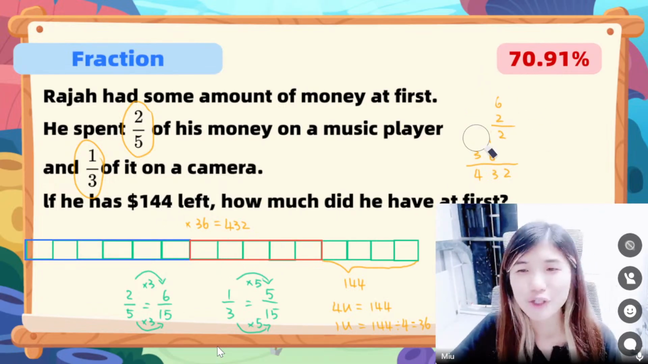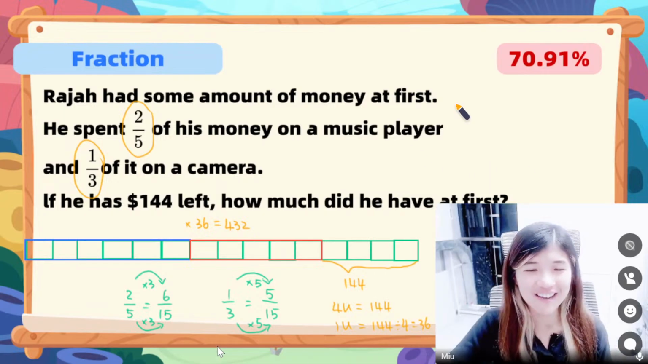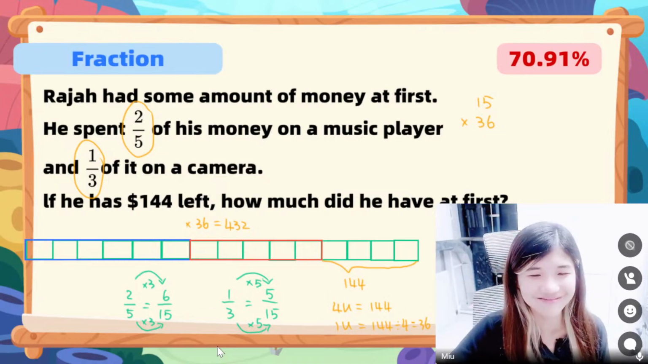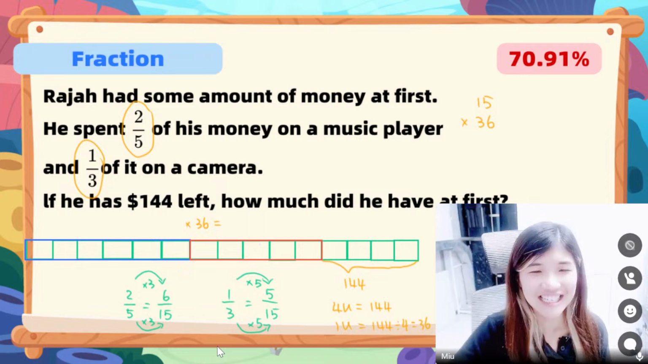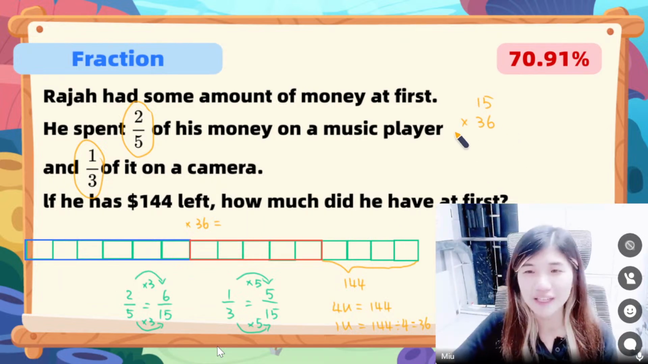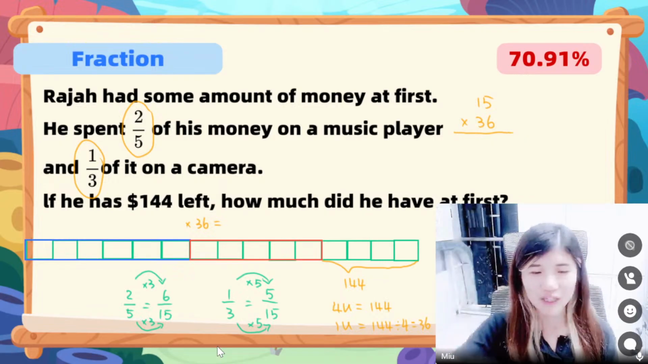It's supposed to be 15 units, right? So it's supposed to be 15 times 36. How come nobody found out? That means you're not listening. It's supposed to be 15. Altogether, there are 15. So it's supposed to be 15, and you still allow me to get it wrong.